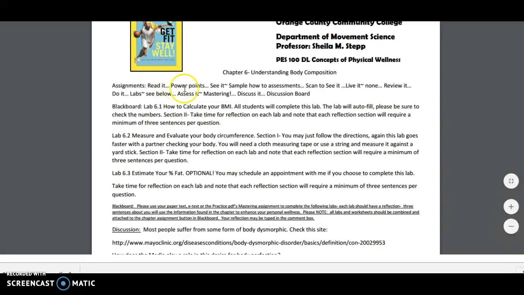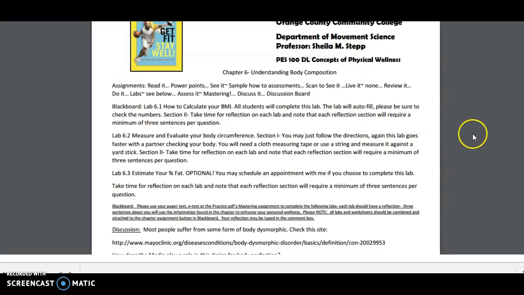First of all, read the chapter, take a look at the PowerPoints, listen to my little video. There's nothing to do under Live It. You're going to do the labs that you can do, so they are optional. Lab 6.1 is not optional. Everybody can do that one. 6.2 should also be done by everybody, but 6.3 is optional because it literally requires skin folds and testing equipment and a professional that you may or may not have access to. So we'll go over that in a minute.